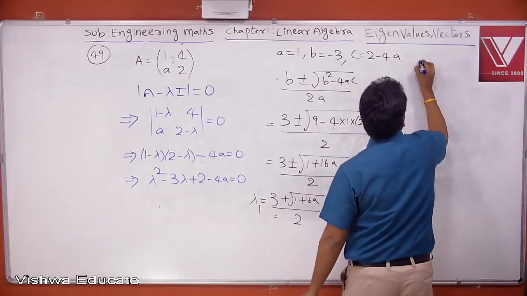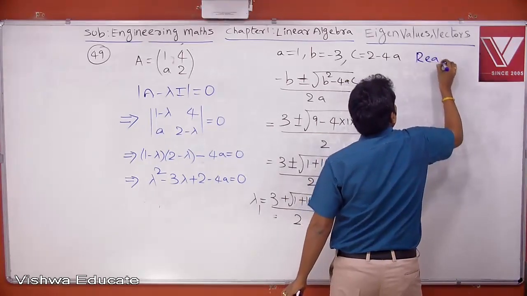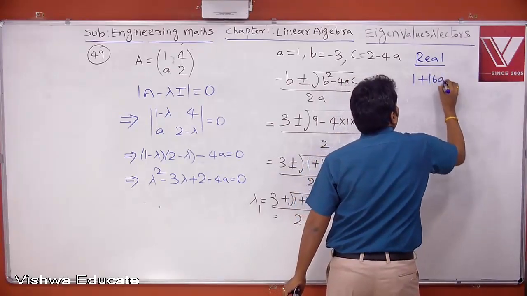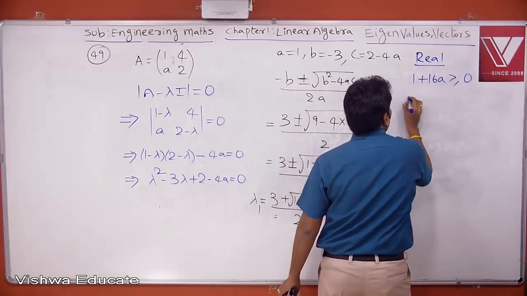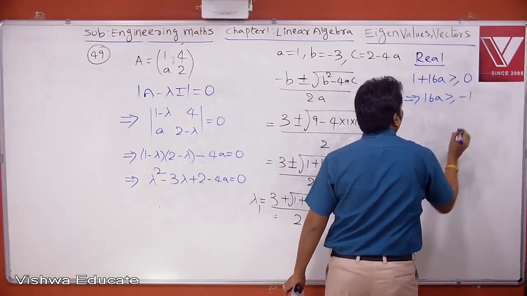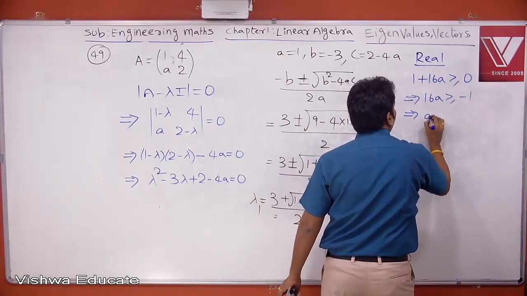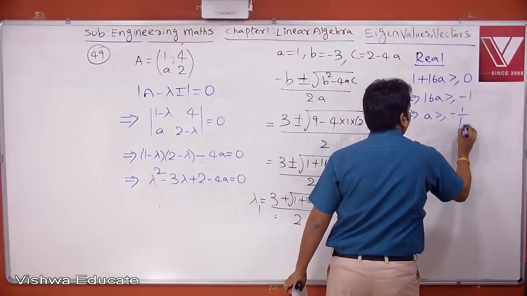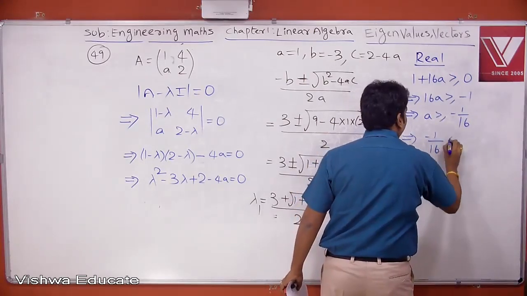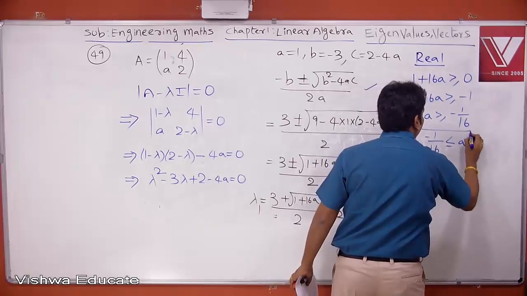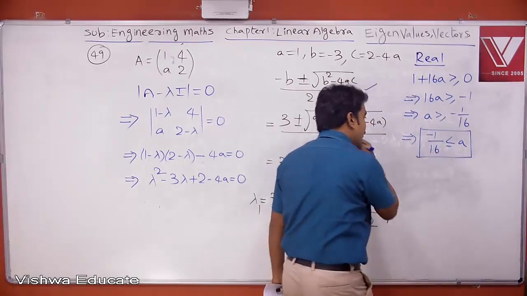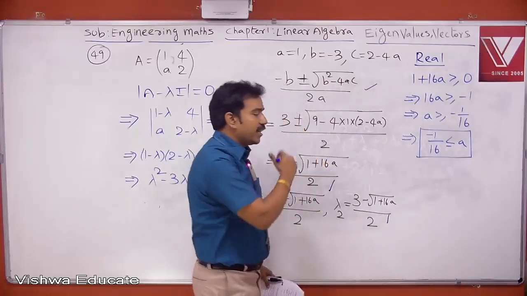Therefore, to get real eigenvalues, this 1 plus 16a is greater than or equal to 0. This implies 16a is greater than or equal to minus 1. This implies a is greater than or equal to minus 1 by 16. We can write this in this manner also: minus 1 by 16 less than or equal to a. So this is the condition to get real eigenvalues.